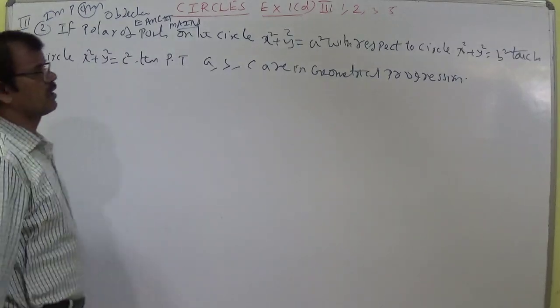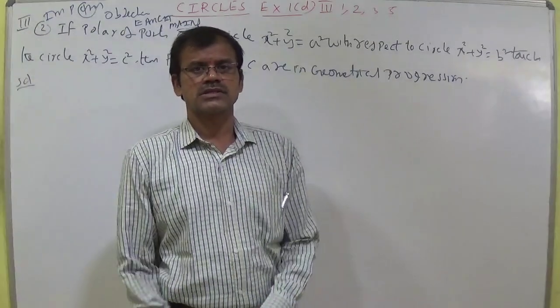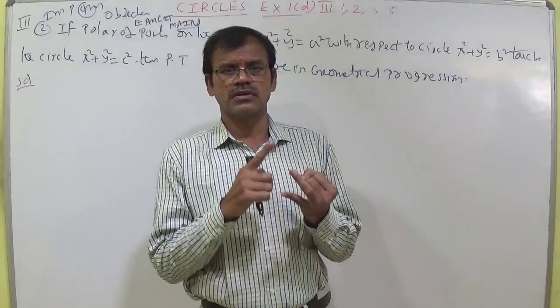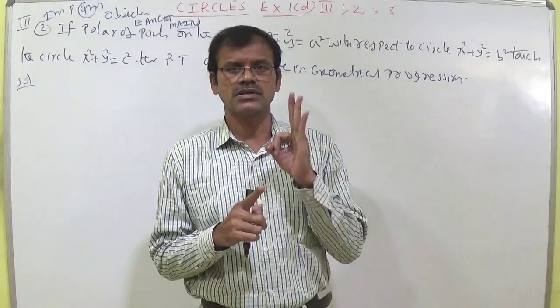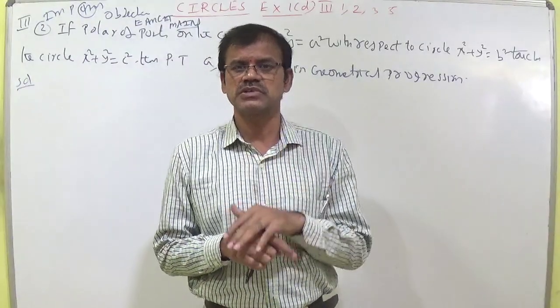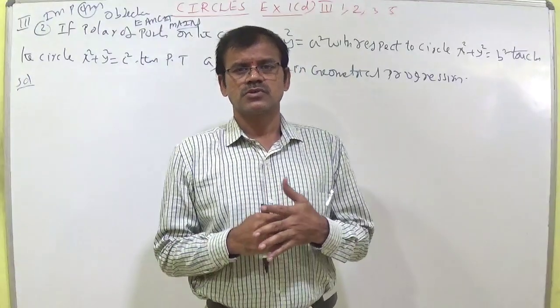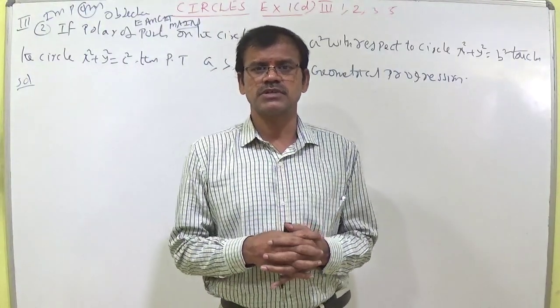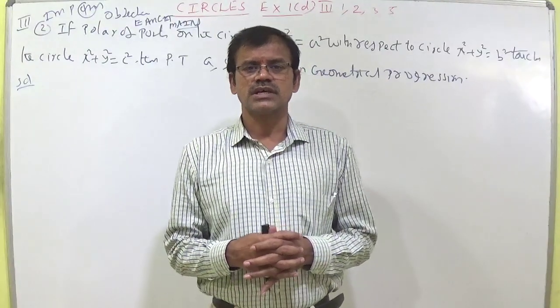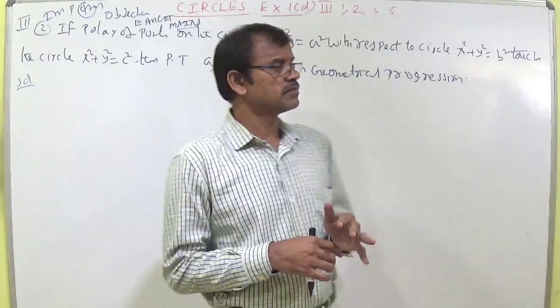Here you observe the circles x square plus y square equal to a square, x square plus y square equal to b square, and x square plus y square equal to c square. Three circles are having the same center, different radii. So wherever the three circles have the same center and different radii, we can say that the circles are concentric.